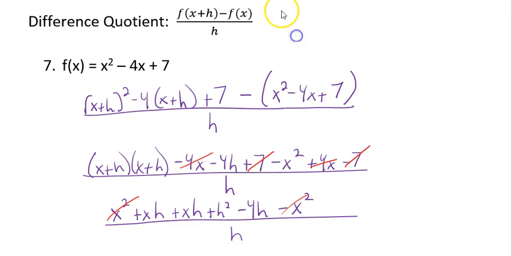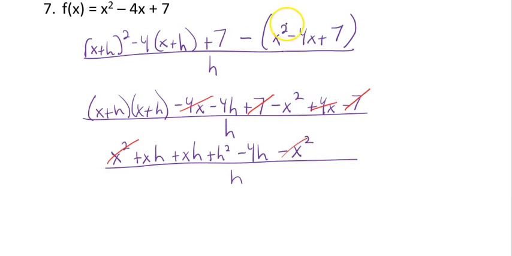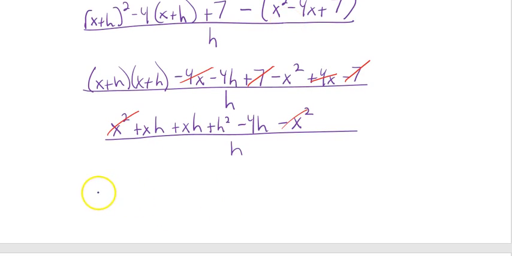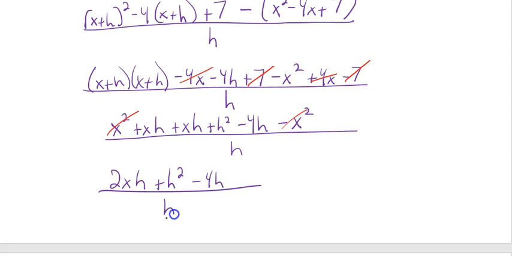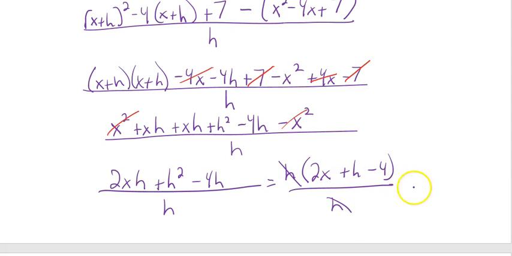And I can combine some things. So I have xh and xh, so that'll be 2xh. I still have plus h squared and minus 4h. Everything is over h. Because every piece has an h in it, you can think of it like factoring an h out of the top, and like it's a GCF, and then canceling. And you're left with 2x plus h minus 4.